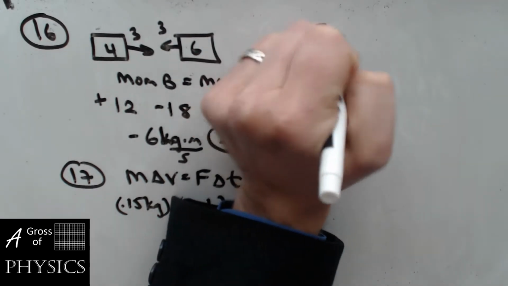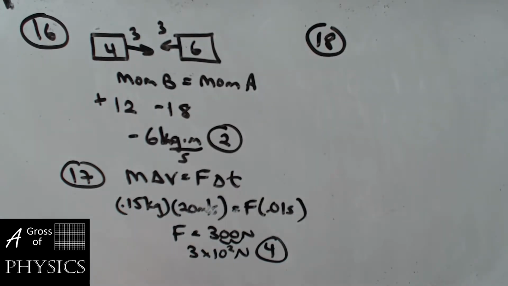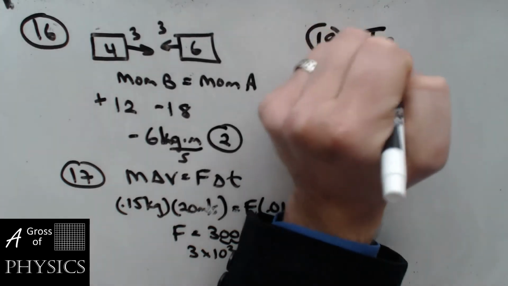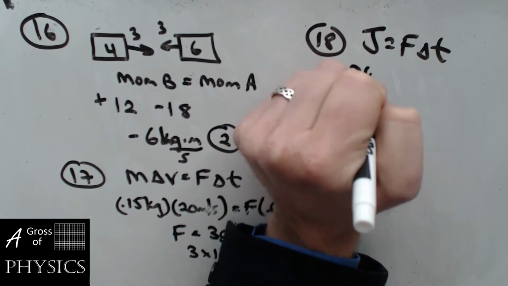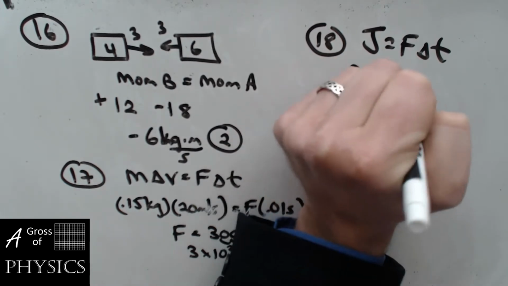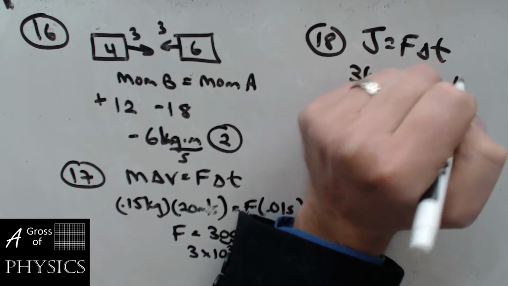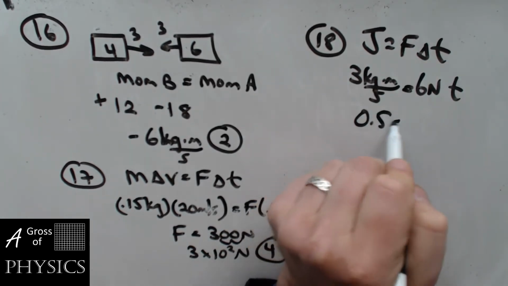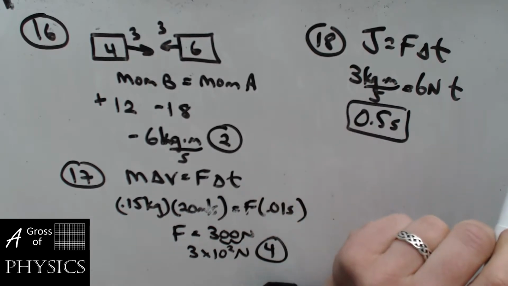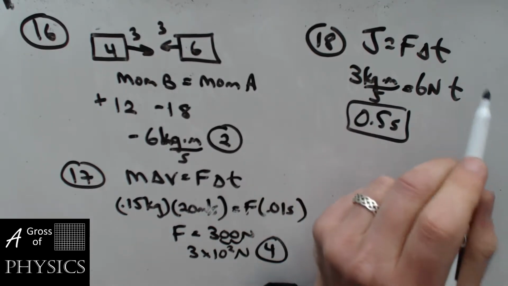Now, 18. Force of 6 newtons changes the momentum by 3 kilogram meters per second. So that's J equals F delta T. J is 3 kilogram meter over second. 6 newtons times T. Well, 3 divided by 6 is a half. Half a second. And that's choice 4.